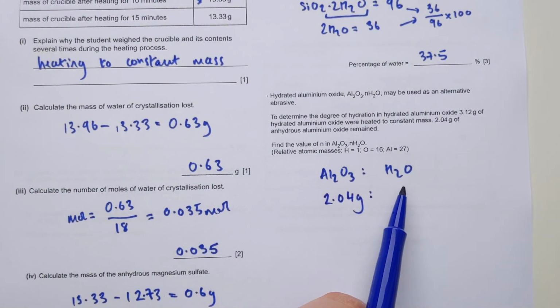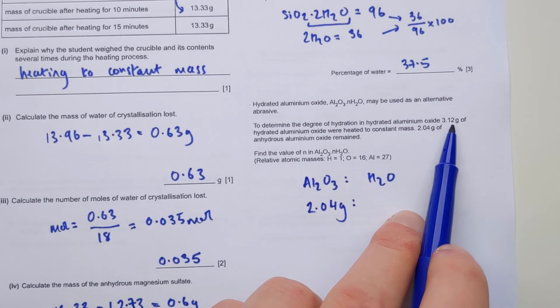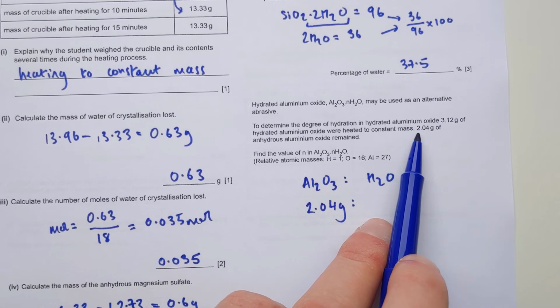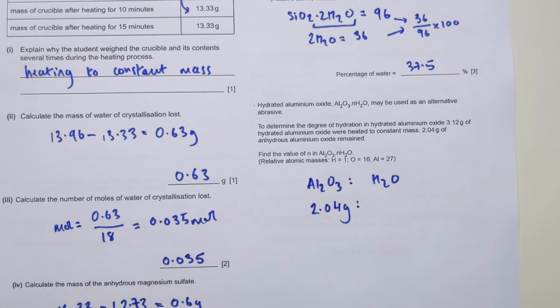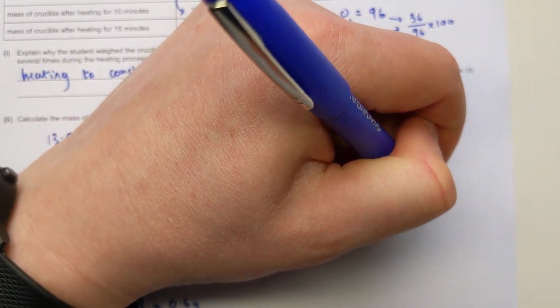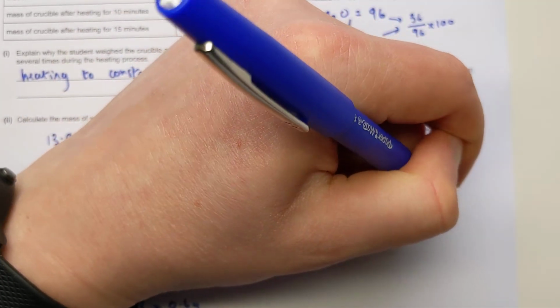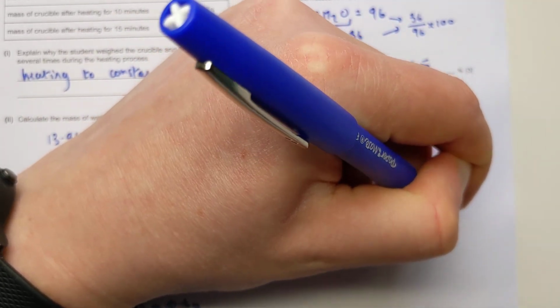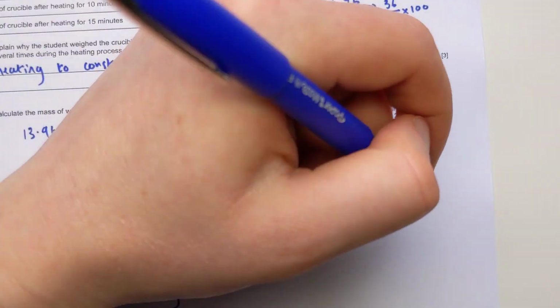The mass of the water is just how much lighter it got, because this 3.12 grams is with water, this 2.04 grams is without water. So to work out the mass of H2O, you need to do 3.12 take away 2.04, which gives me 1.08 grams there.